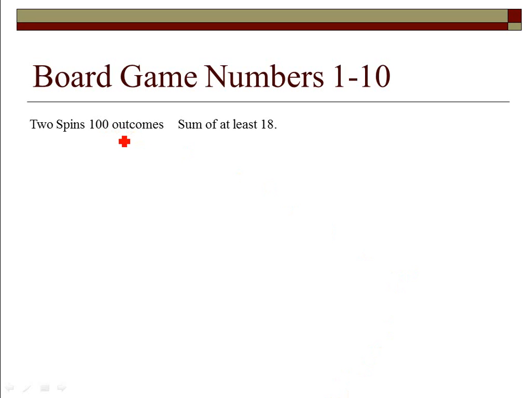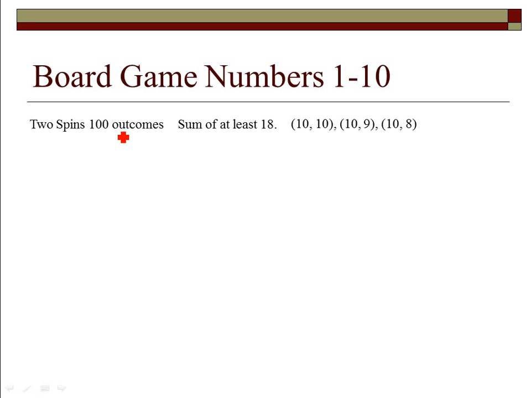So I'm going to think about my dice and what kind of possible outcomes to do. Well, if the numbers are 1 through 10, the best roll I can get, best spins, would be a 10 and a 10. Then I could get a 10 on the first one, 9 on the second, 10 on the first one, 8 on the next one. So all those work if my first spin was 10.